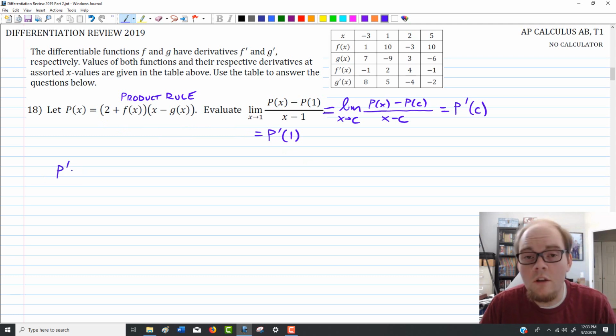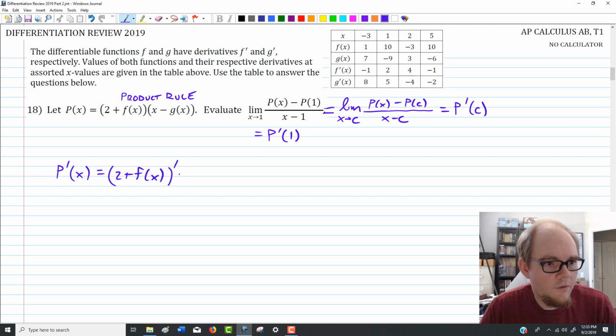So again, that was just using the alternate definition of the derivative, but for us we can start by just calculating p prime of x. So in looking up there, we're going to have the derivative of the first times the second plus the first times the second prime.